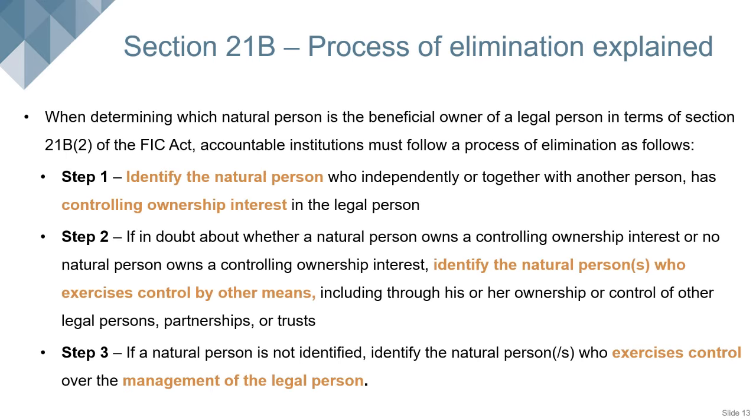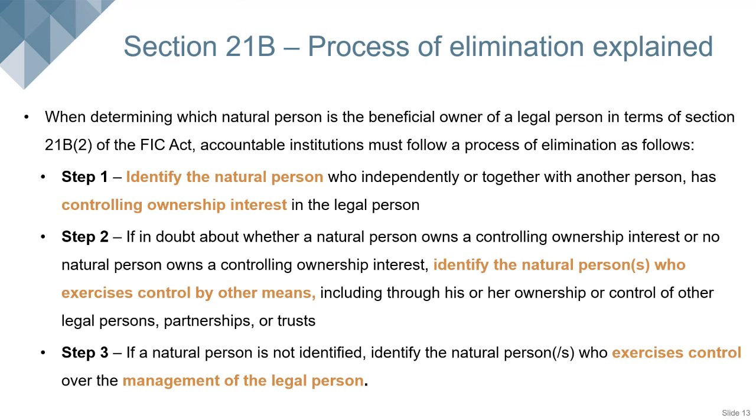So I've been mentioning the process of elimination, so let's look at it, right? So in terms of Section 21B, it gives us a 3-step process. So we use these 3 steps, step 1, step 2, step 3, to identify who is my warm body, who is the ultimate beneficial owner, who ultimately derives benefit from this structure, from my client, who ultimately either exercises effective control or oversees the management of the day-to-day operations of my client. So you need to look from step 1. So you begin at step 1, right?